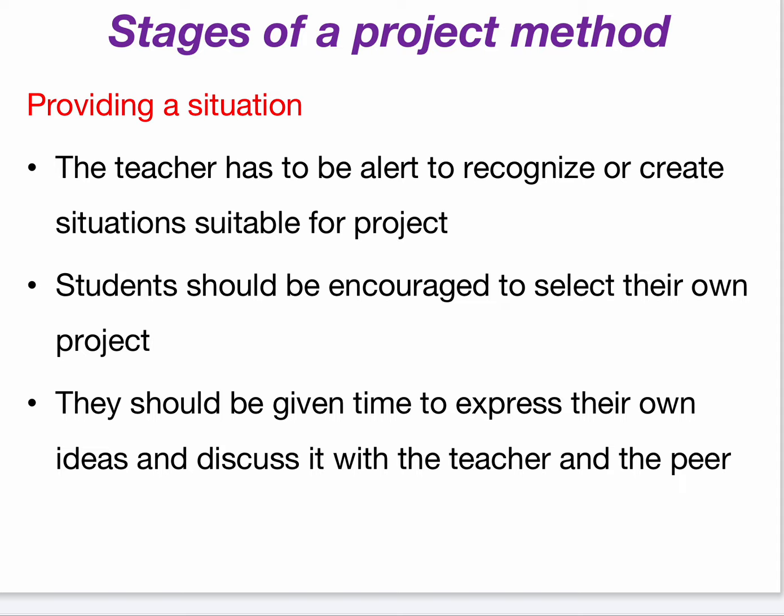Now let's learn about the stages of a project method. The first stage is providing a situation. So here the teacher has to be alert to recognize or create situations suitable for the project. So it is basically the situation in which we start finding a new project. So teachers should create situations that are suitable for project. Students should be encouraged to select their own project. They should be given time to express their own ideas, discuss it with teacher and the peer.